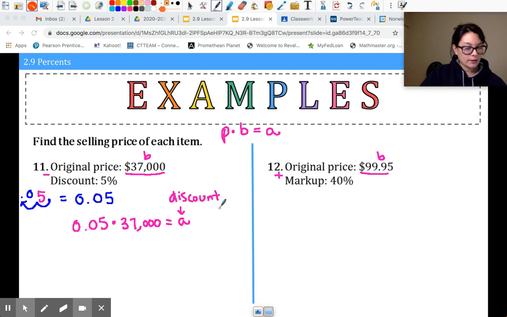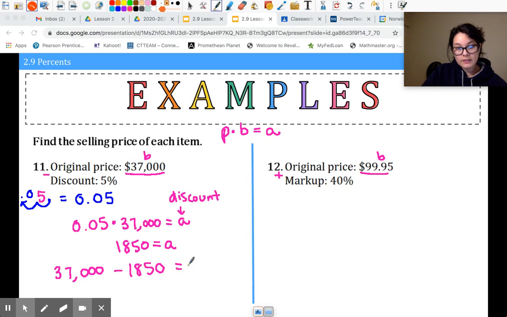And I can just use my calculator to make quick work of this. I'm getting 1850, and I'm going to take the original price of 37,000, subtract that discount, and that's going to give me the selling price. Okay, so 37,000, subtract 1850, and that gives me 35,150. Here's my selling price after I subtract that discount.